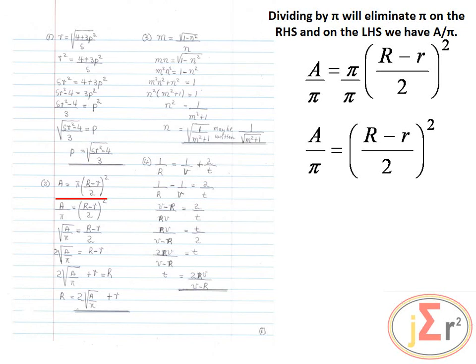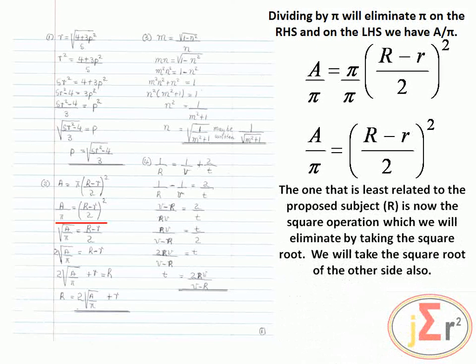What do we do? We say the same thing after every step. We will eliminate the one that is least related to the proposed subject first. Looking at what we have right there, which one is least related to the proposed subject? Well, I'm saying the square operation. The one that is least related to the proposed subject, which is R, is now the square operation.